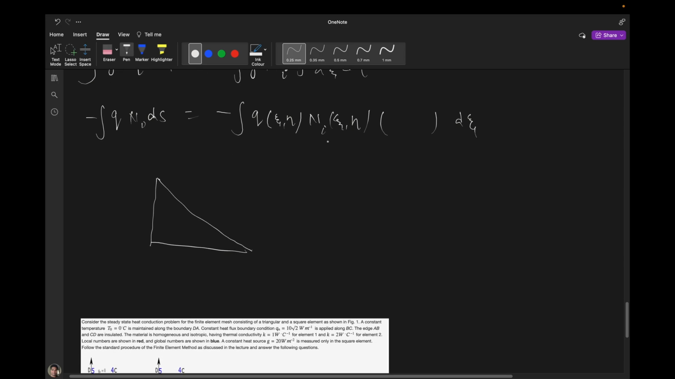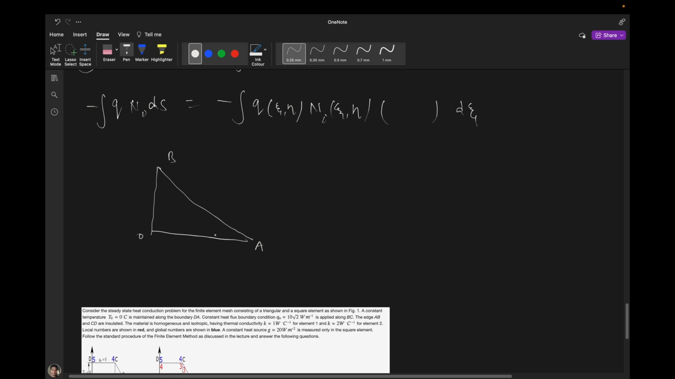Okay, so let's do this. Suppose what we have to do is O, A and B, and in the whole domain we have to integrate. Okay, suppose in this domain there is a q1 heat flux, q2 heat flux and q3 heat flux.